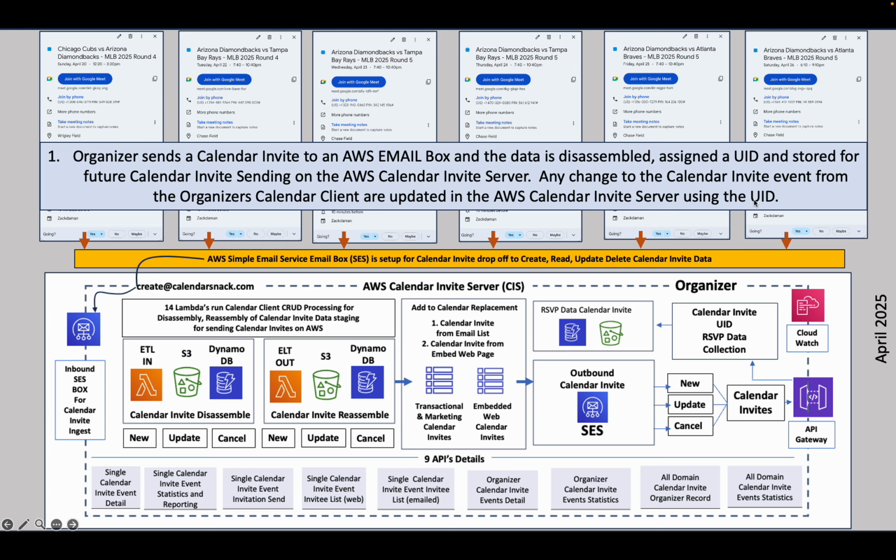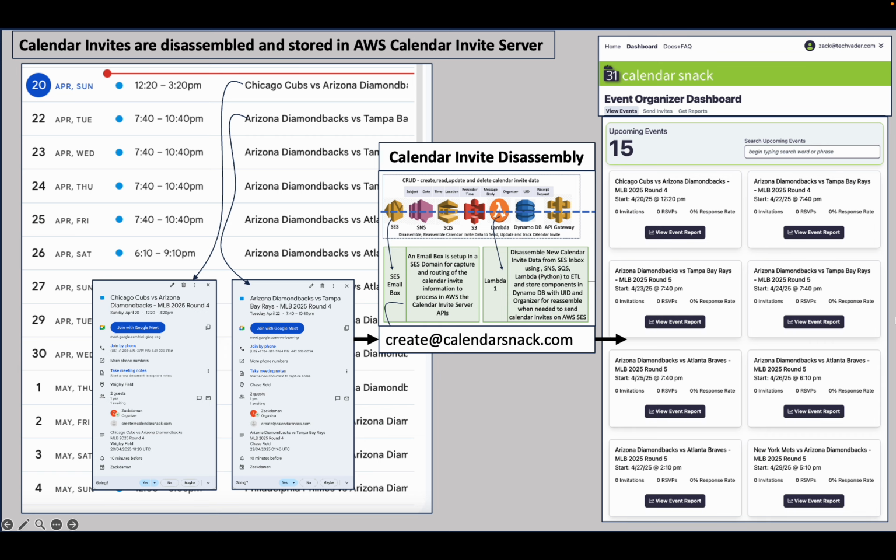Now I'm just going to go one slide back. I'm just going to show you here that we have 9 APIs that are hooked to the API gateway. So when you call those APIs, in particular, it displays the data in the event organizer dashboard.